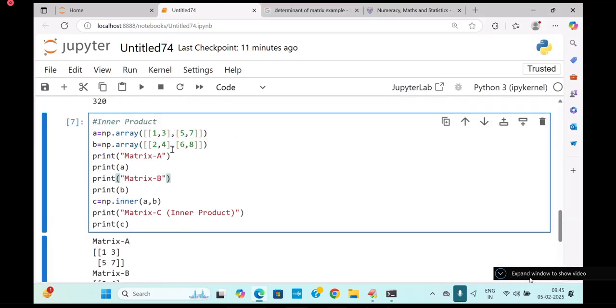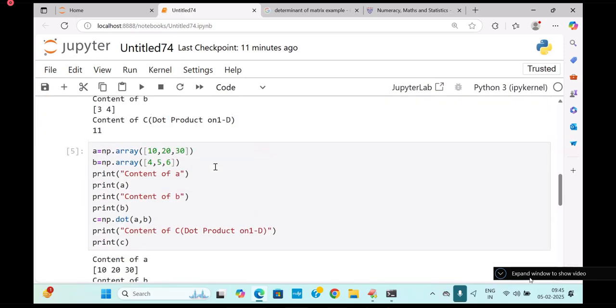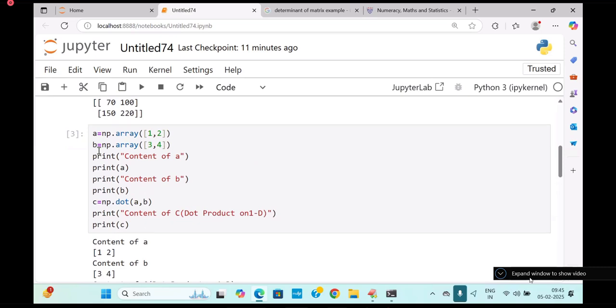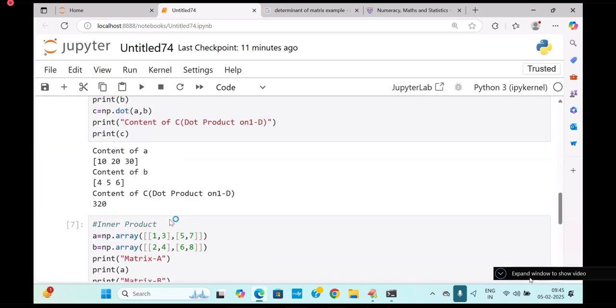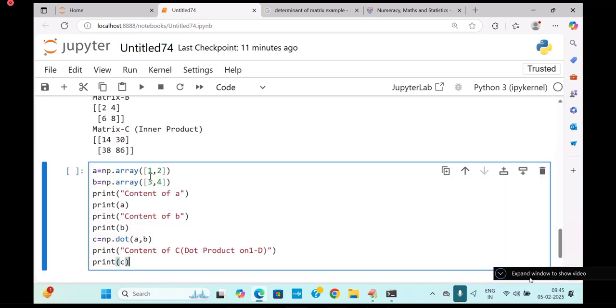This is an inner product, for matrices level. If you want to take the inner product, I'm going to write it here. This is known as inner product.